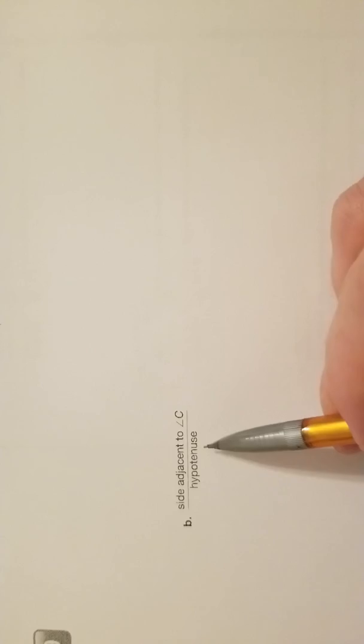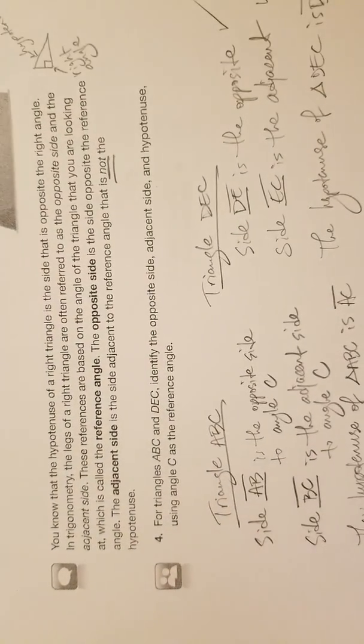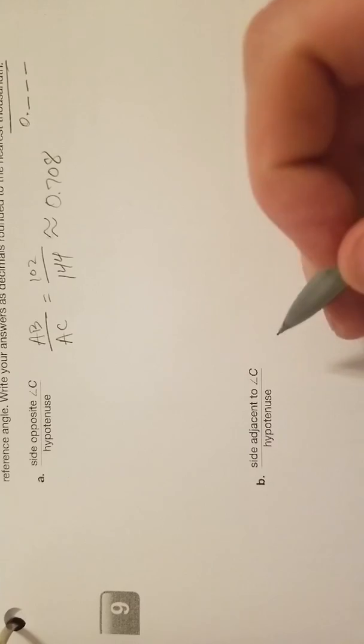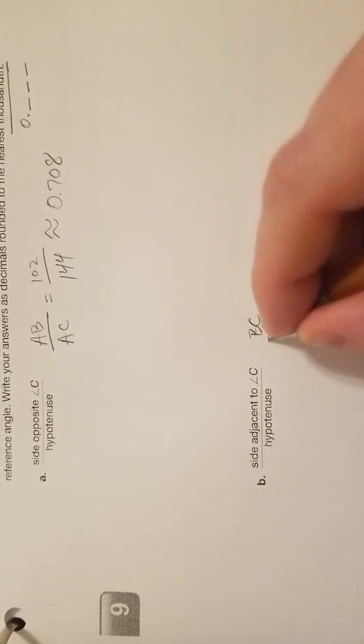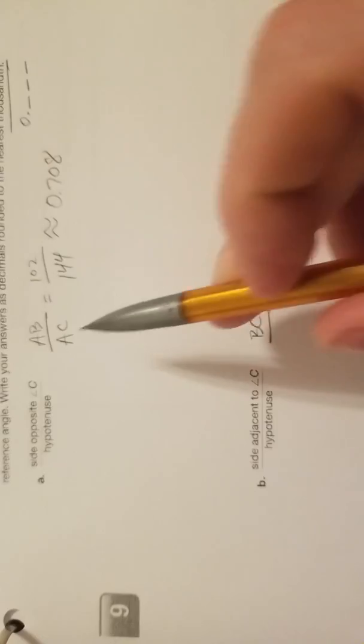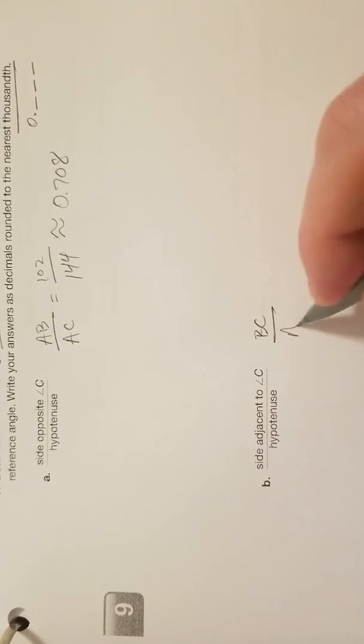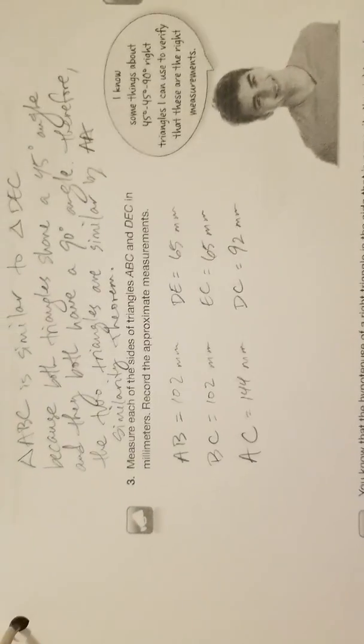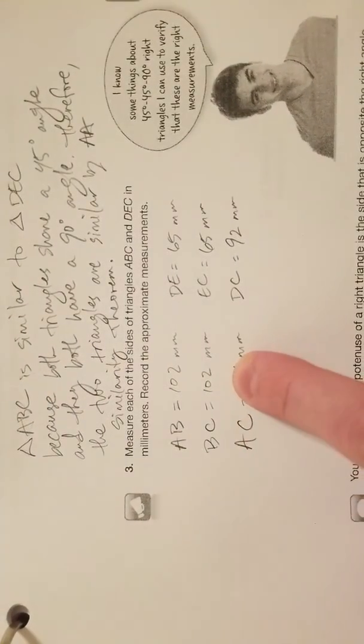Now let's do part B. We want the side adjacent to angle C. So let's figure out which one was the side adjacent. The side BC is the one adjacent to angle C, so I'm going to put BC here. And I want to divide that by the hypotenuse, which I know from up here is AC. So now, how long was BC? If I go back and I look here, BC was 102.